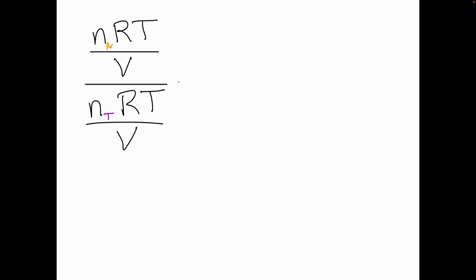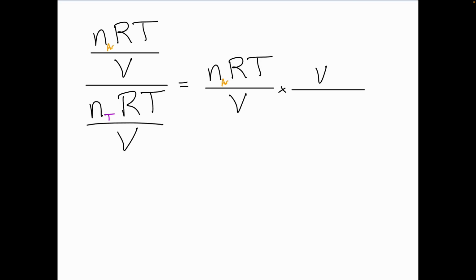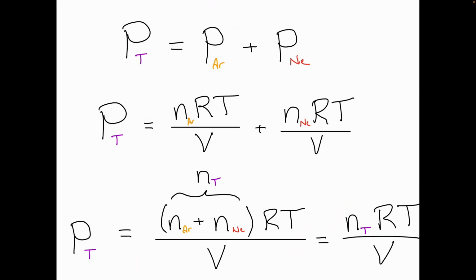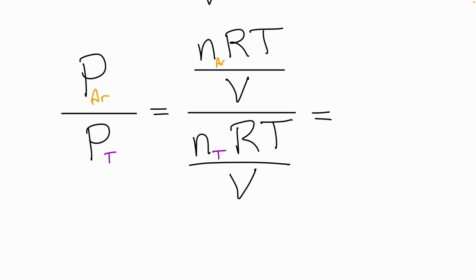All right, when we divide a fraction by a fraction, what do we say? We multiply by its inverse. So I'm going to take my first fraction and multiply it by the inverse of my second fraction. And what do I get to cancel out here? R, T, volume. So what I'm left with is my partial pressure of argon over the total pressure of that mixture is the same as the number of moles of argon divided by the total number of moles.